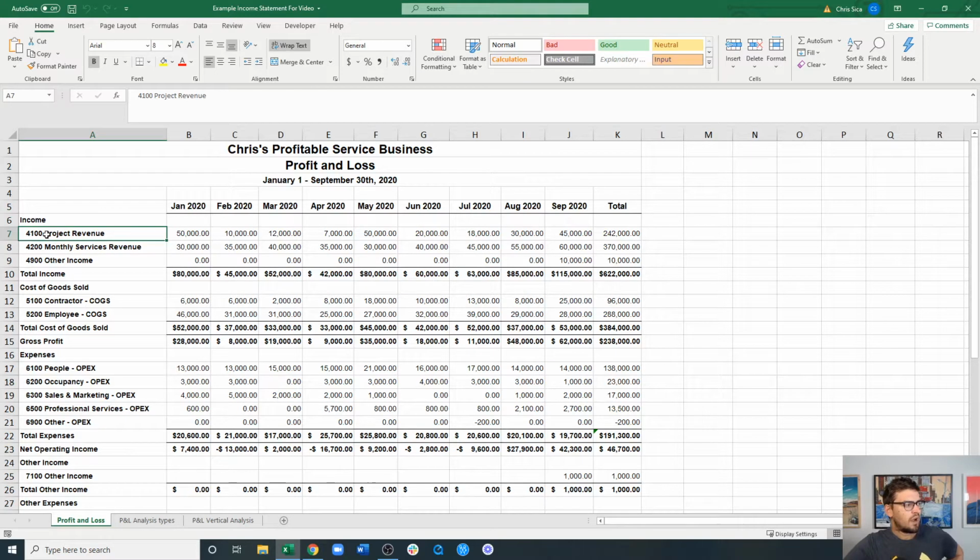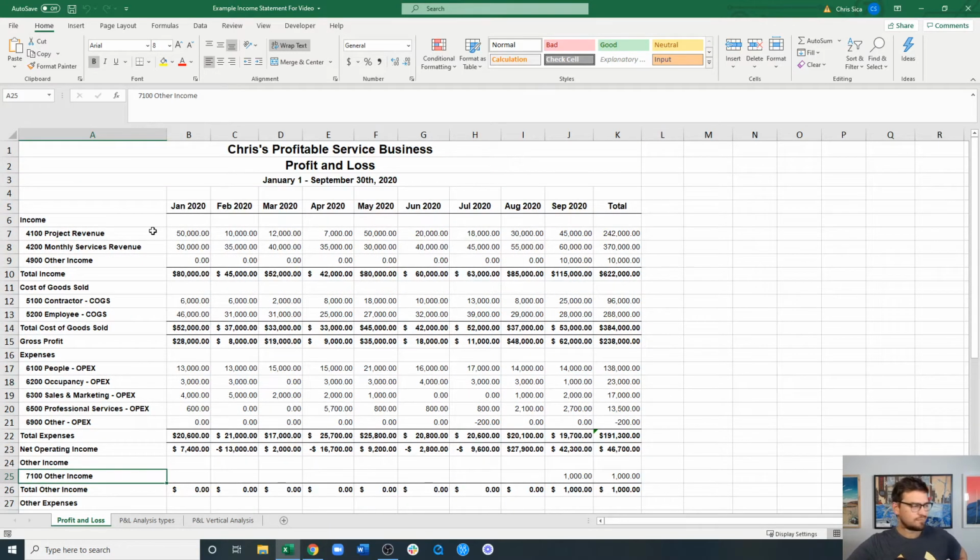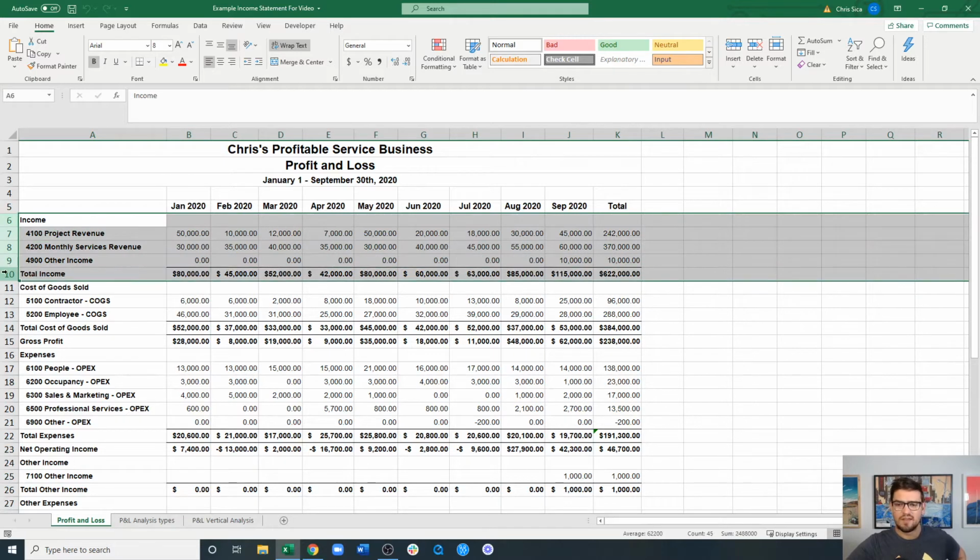So we have 3 revenue accounts. Then we have a couple of cost of goods or cost accounts. And then we have some expense accounts along with some other accounts down below. So we're going to get into those in a second. But the way that a P&L usually starts is with the income at the very top.